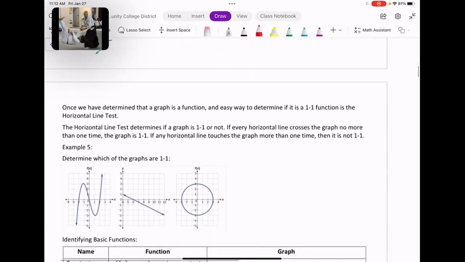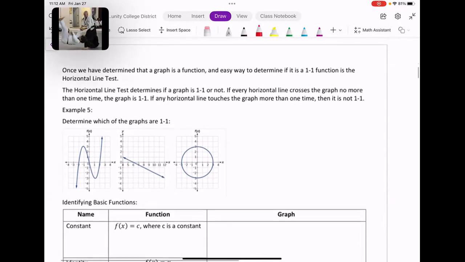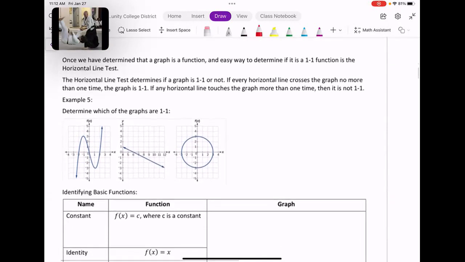Now, if we want to determine if a function is one-to-one, meaning every x value or domain value maps to exactly one range value and every range value maps to exactly one domain value, then we would use something called the horizontal line test. And this determines if it's one-to-one or not. If a horizontal line crosses a graph more than one time, it is not a one-to-one.